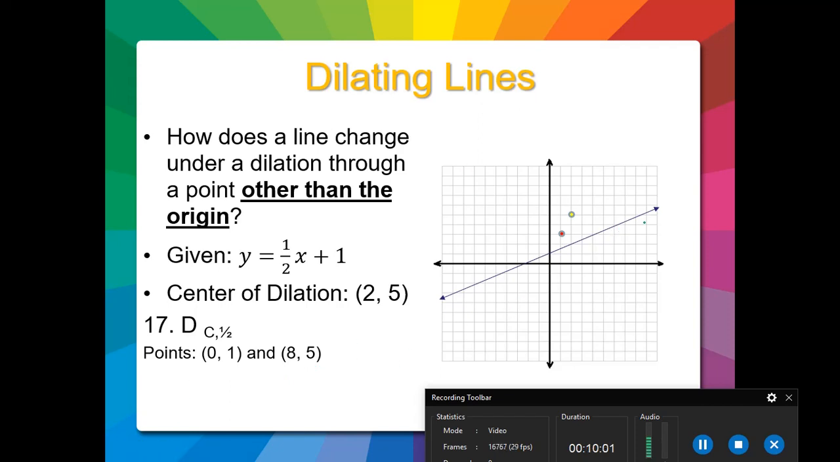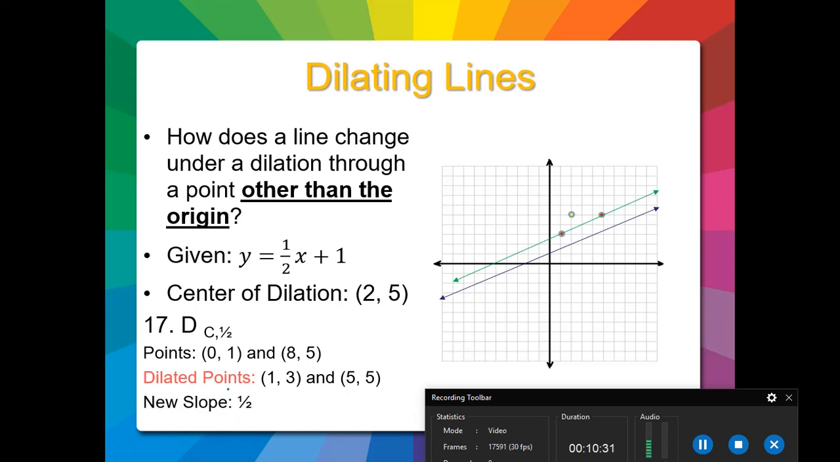The point 8, 5 is over here. I chose this point because it's just a horizontal distance to the center of dilation, but it looks like it's 6 blocks, so I'm going to cut that in half, and I'm going to move in half the distance, so 3 blocks. My new points are at 1, 3, and 5, 5, and we can go ahead and graph a line through them. And again, I'm going to double check the slope, but I'm rising 1 and running 2, so a slope of 1/2.